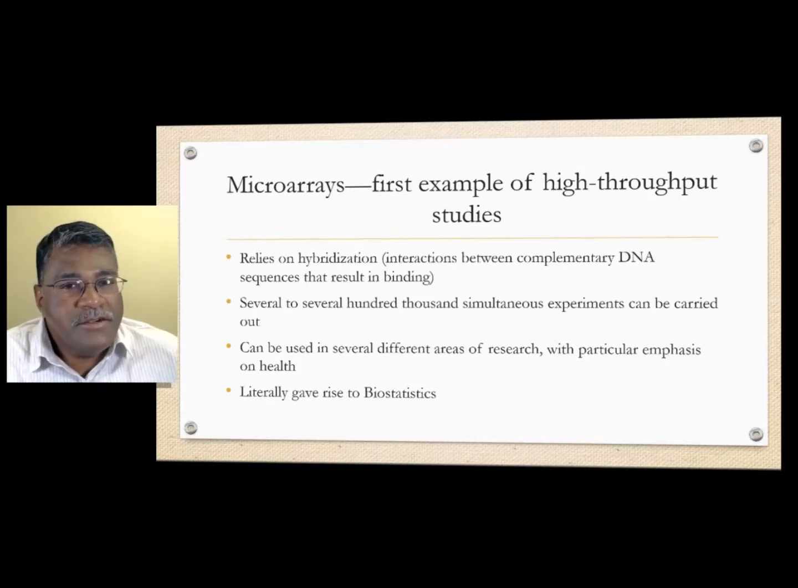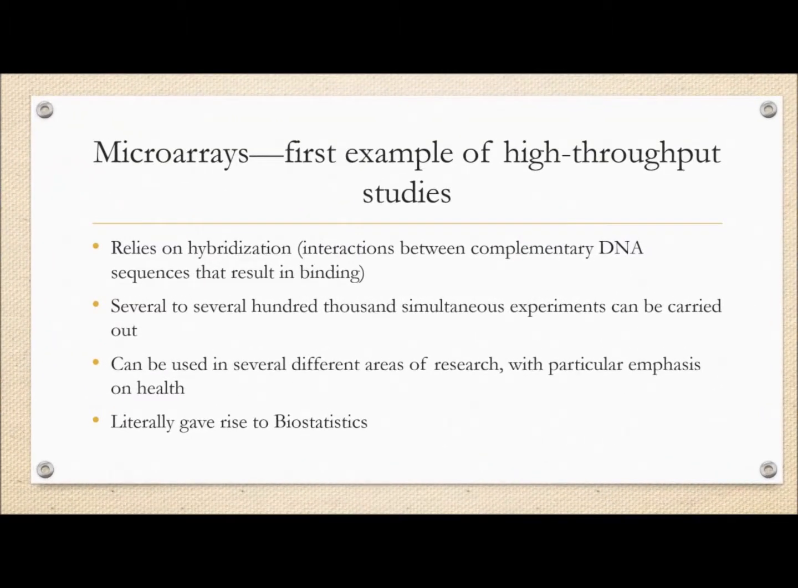Several hundred thousand simultaneous experiments could be carried out. You could do experiments for an entire tissue, and if the organism was small enough, you could do experiments related to an entire organism. There were several different ways in which microarrays found applicability, especially in health, because the assessment was a differential sort of analysis, and we'll look at this a little more. And it literally gave rise to biostatistics.